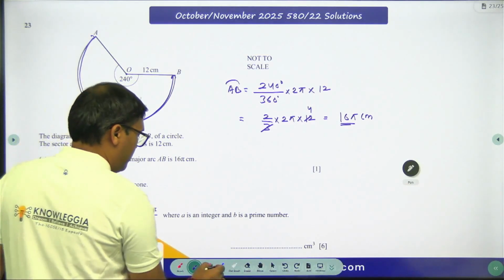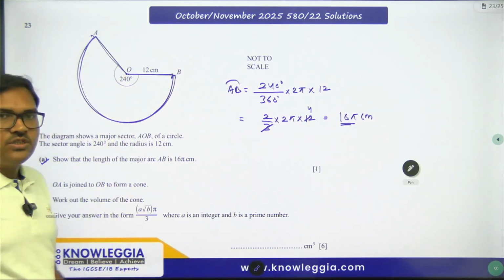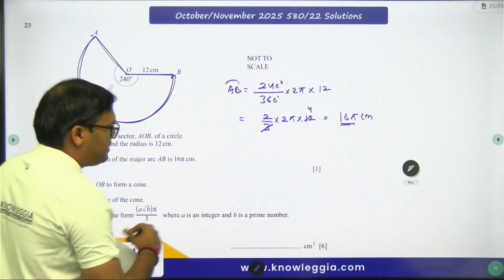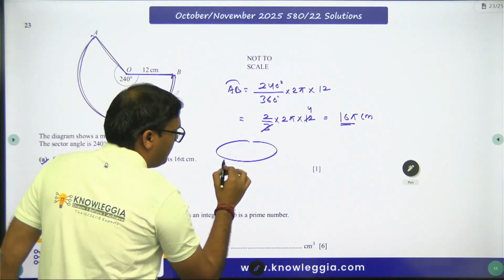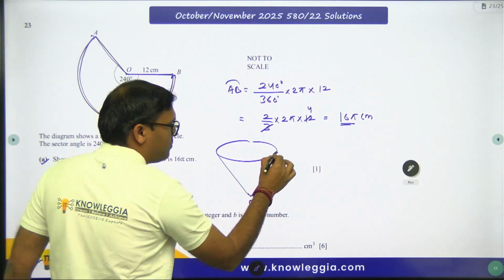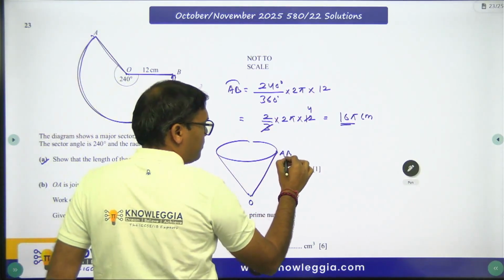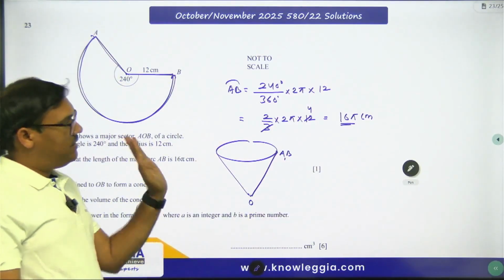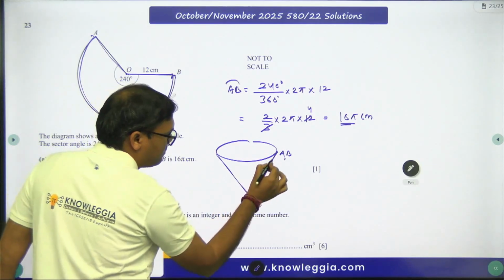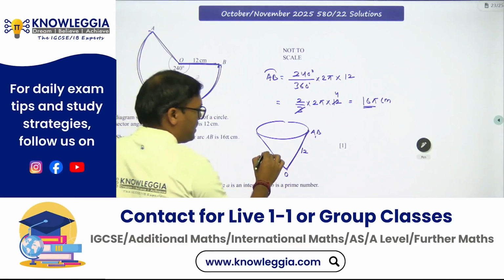If you join this OA and OB, this will become a cone like this. You can see if I draw this, it will be something like this. So this is O, and let's say you join this A, so OA and OB will come to the same point. So OA and OB will be the slant height, which is the radius, 12 centimeter.